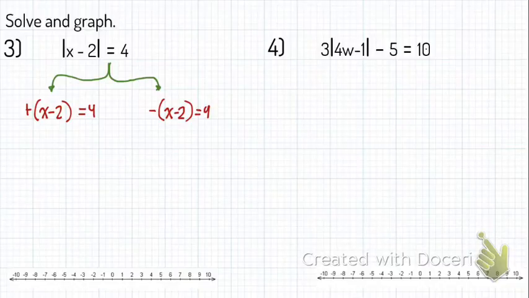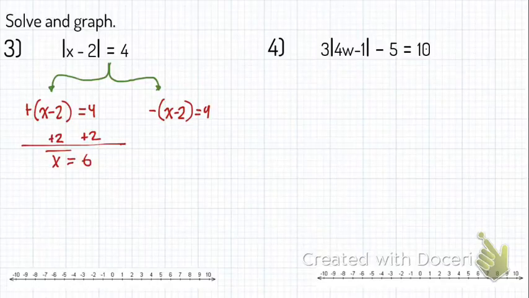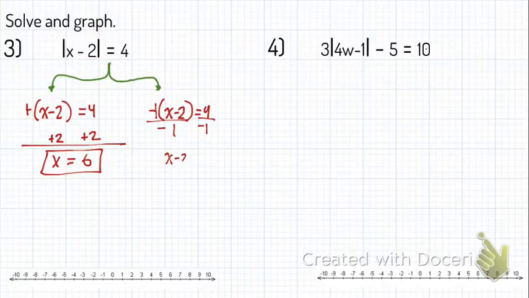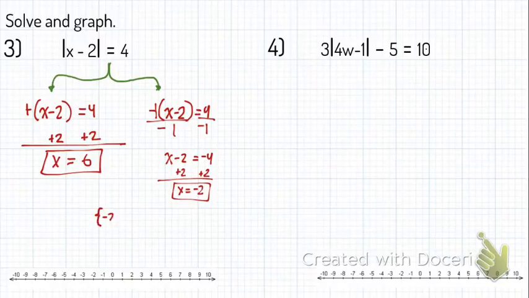Alright kids, you should have finished this problem off. So I would add a 2 to both sides here, making x is greater than or equal to 6. Second one, I'm going to divide both sides by negative 1, so x minus 2 is equal to negative 4. Add 2 to both sides, x is equal to negative 2. And then, I could write my answer like that, plot my points. Okay? Let's do number 4 now.